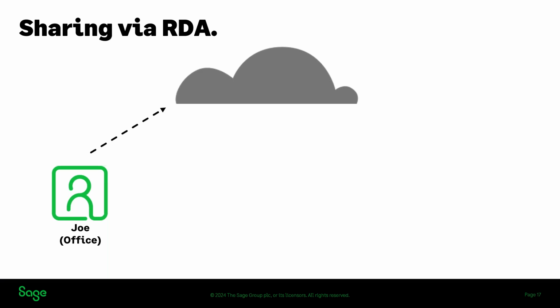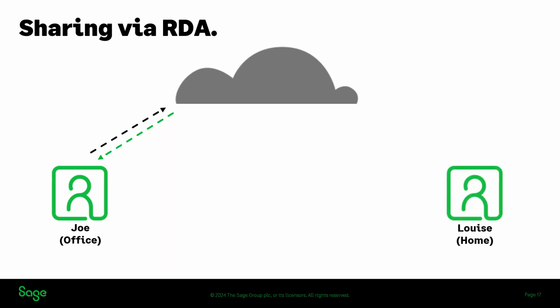Okay, so now we have linked the Sage account to the company and uploaded the data. So now Remote Data Access is set up, so any changes Joe makes from his Sage software will sync to the cloud, and any changes made by any other users once set up will then reflect on Joe's machine. So next we're going to demonstrate how to give Remote Data Access to Louise's user record.